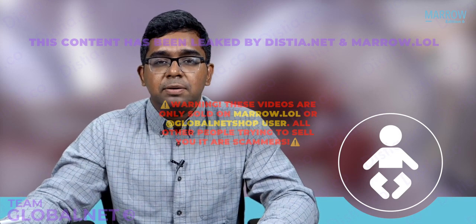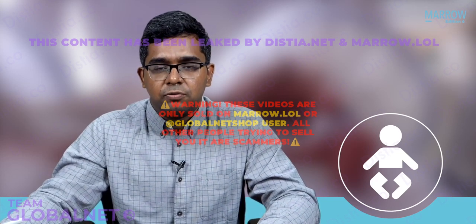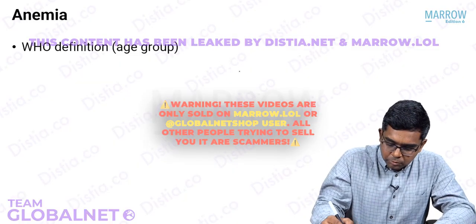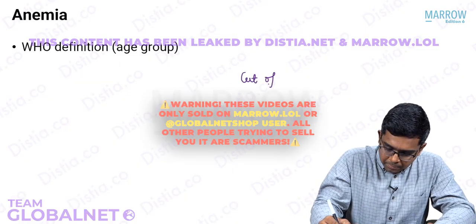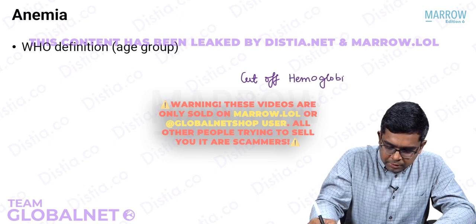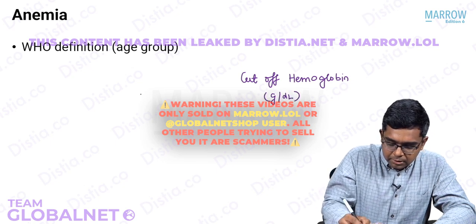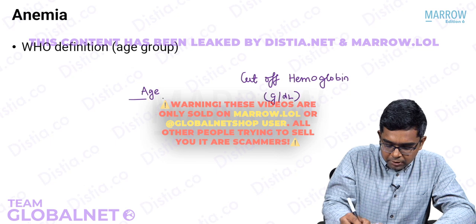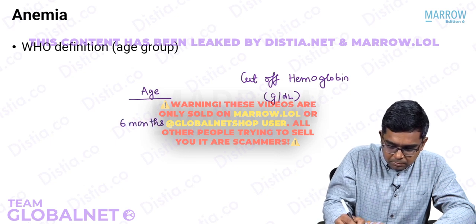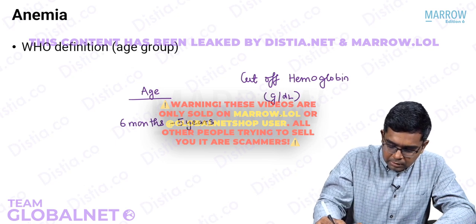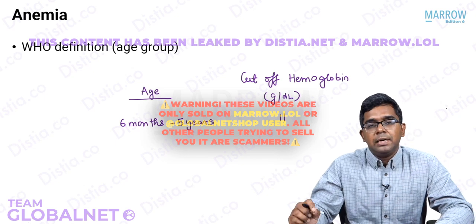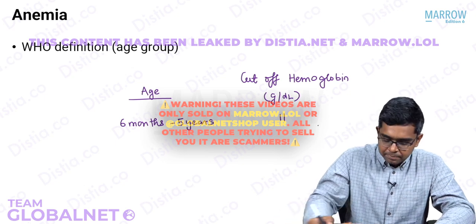It's a definition given by WHO as a cutoff hemoglobin, in terms of grams per deciliter. And as I have written, it depends on the age of the child. For example, if the child is 6 months to 5 years, the cutoff is 11 grams per deciliter. So hemoglobin less than 11 is considered as anemia.